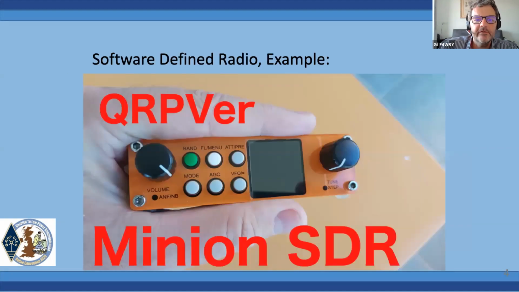And here's another radio, an amazing little transceiver, not without faults, but really interesting, the QRP Minion SDR. As its name implies, it is a software-defined radio, and it does offer some really interesting advantages compared to a regular radio or regular receiver.